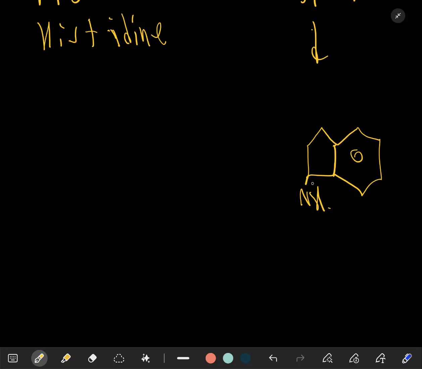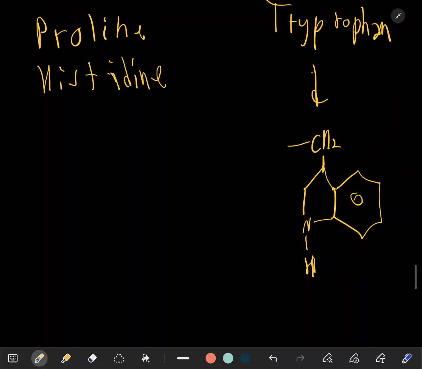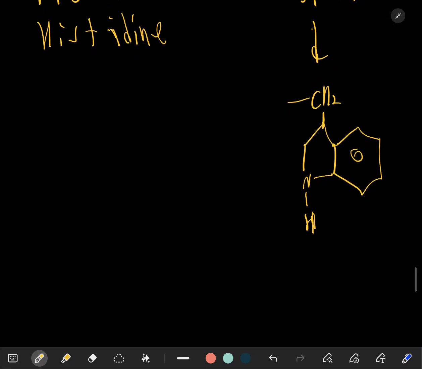NH2, double bond NH. Oh sorry, in this there's a gap and then N is directly attached in the ring, and then we can write H over here, and then from here we can get a CH2 extension which goes and attaches to there. And now in proline and histidine, let's do proline first because proline is a simple structure.